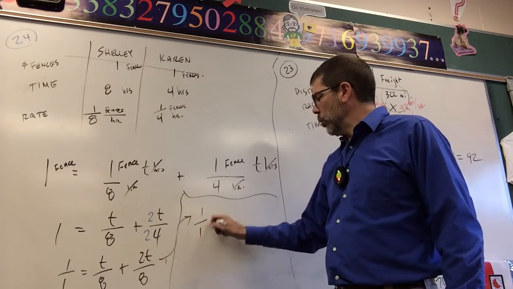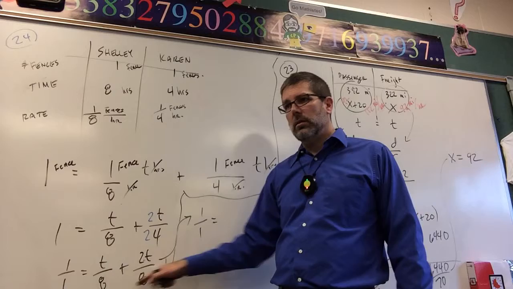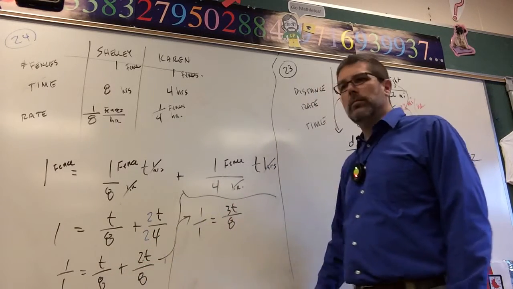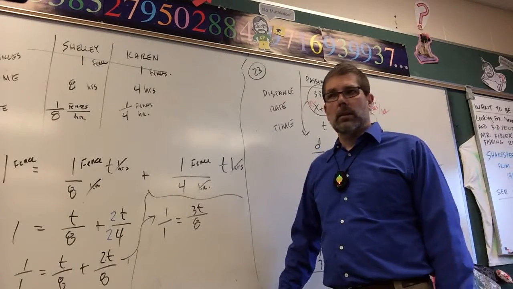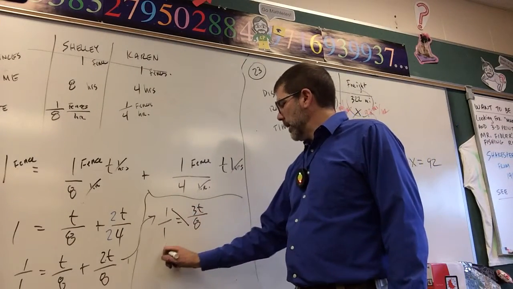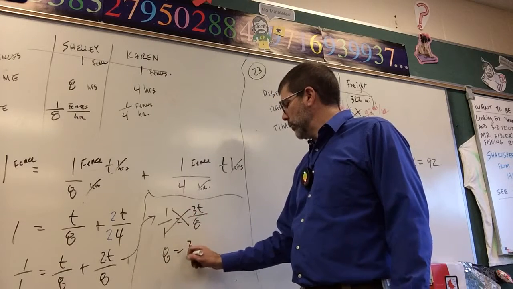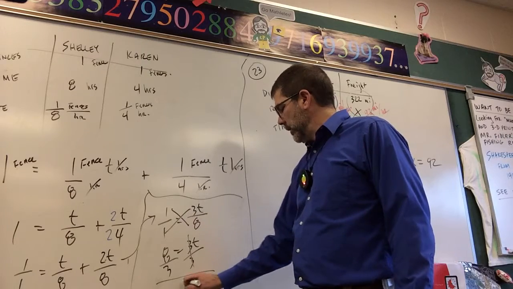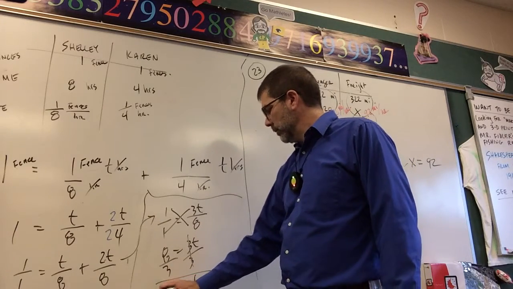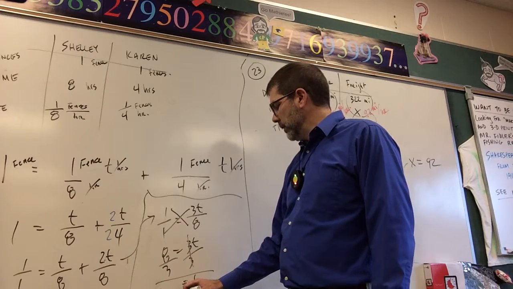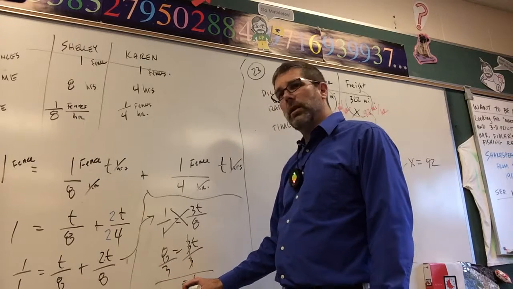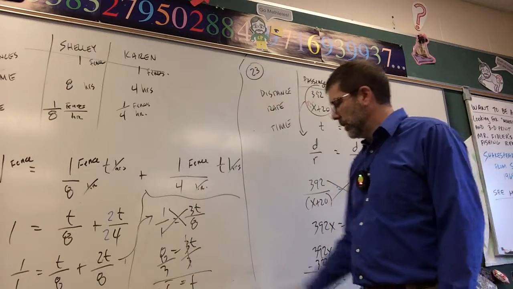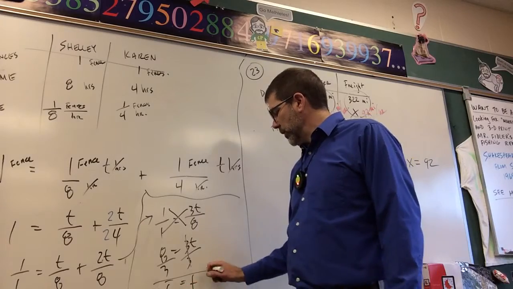So 1/1 equals, can you add those now? 3T/8. And can you solve that? Yeah. 8 equals 3T, divided by 3. T equals 2 point, is it really? I think it's going to be 6 repeating because it's going to be 2/3. So 2.6 hours. Okay?